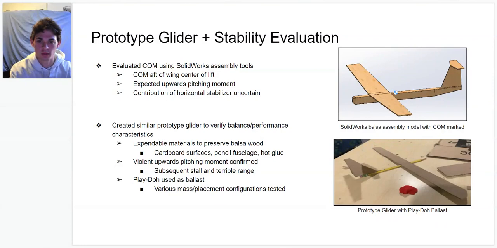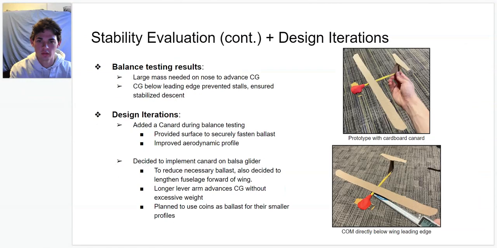To adjust the center of mass, I attached Play-Doh in various positions. The balance testing demonstrated that a large mass was needed on the glider's nose to advance its CG. Balance testing produced the first design iteration, the addition of a canard to securely fasten ballast onto. I also learned that increasing the length of the forward fuselage would advance the CG without additional ballast.